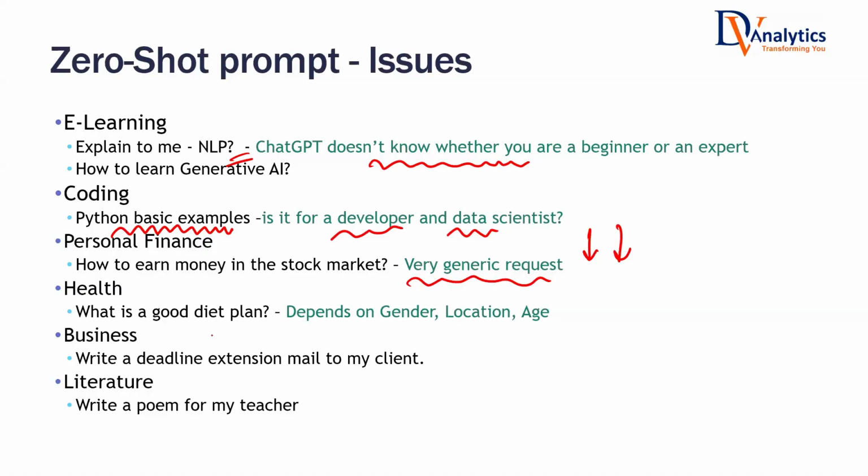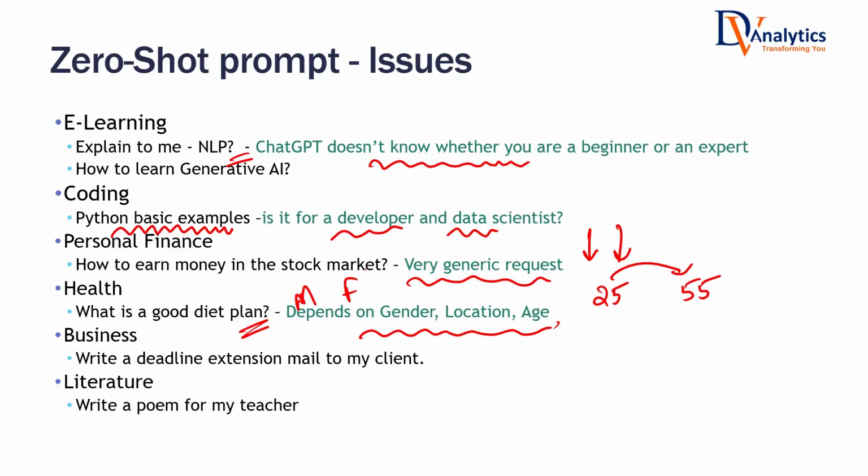What is a good diet plan? A good diet plan depends on gender, location, age, maybe several other factors. A good diet plan for male may not be a good diet plan for female. A very good diet plan for somebody of 25 may be a very bad diet plan for somebody of age 55. So you cannot simply ask, give me a good diet plan. You have to give the context. So that is the problem with zero shot prompting.